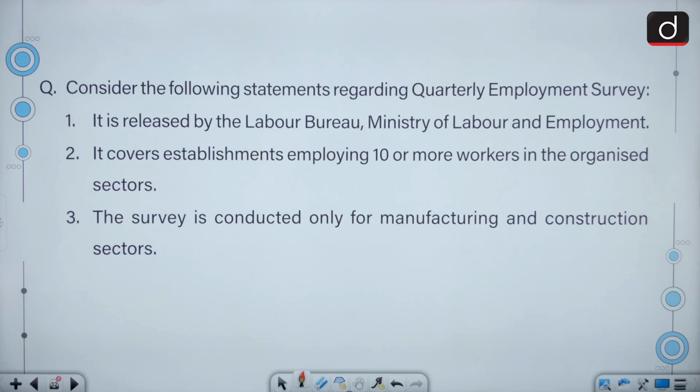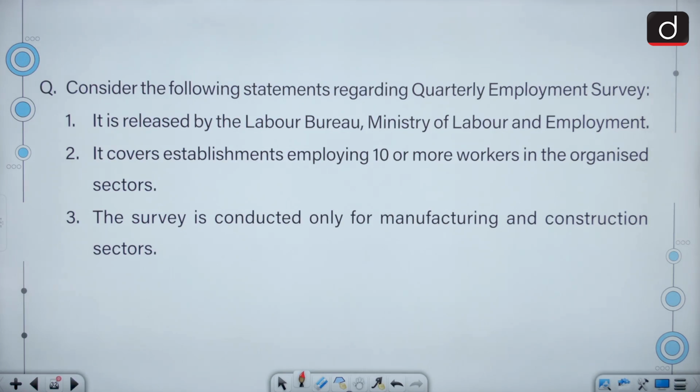Consider the following statements regarding Quarterly Employment Survey. It is released by the Labour Bureau, Ministry of Labour and Employment. It covers establishments employing 10 or more workers in the organized sectors.